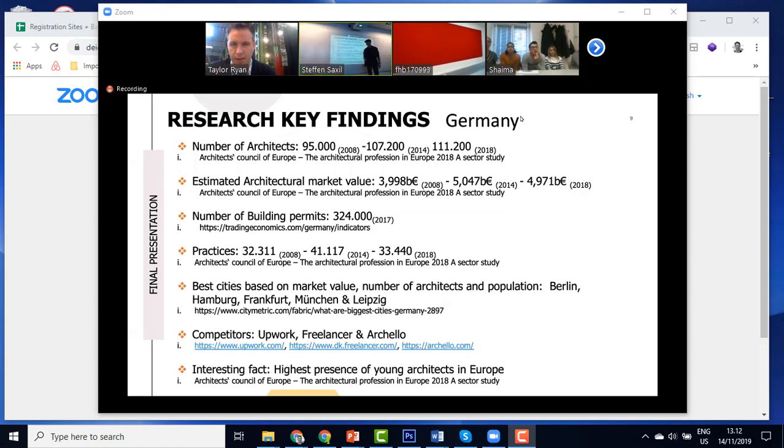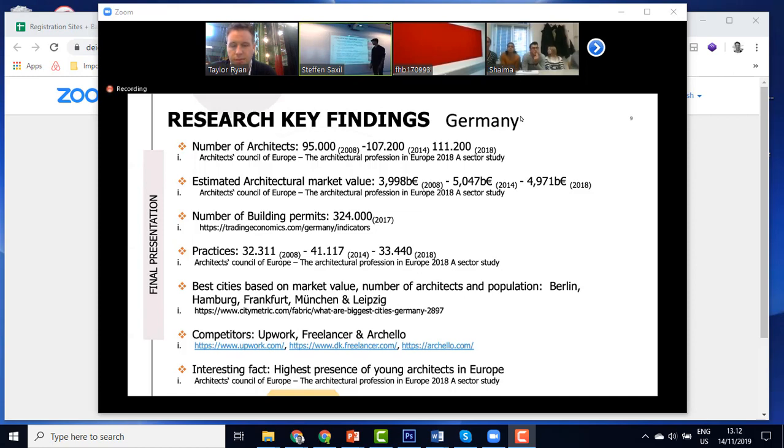All right, thank you. Going on to Germany, it's by far the biggest market in Europe, with the most architects, the most value, and the most practices. As you can see from the slides, the number of architects has been growing over the past 10 years by 17%, and the market has been growing as well by 25%.